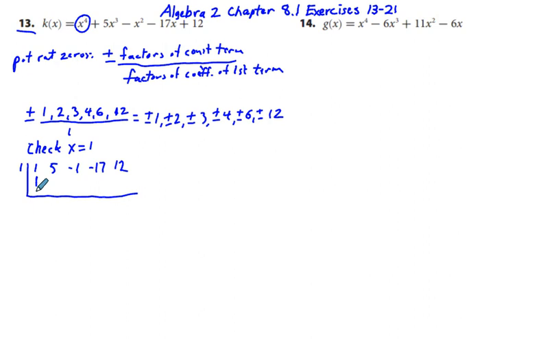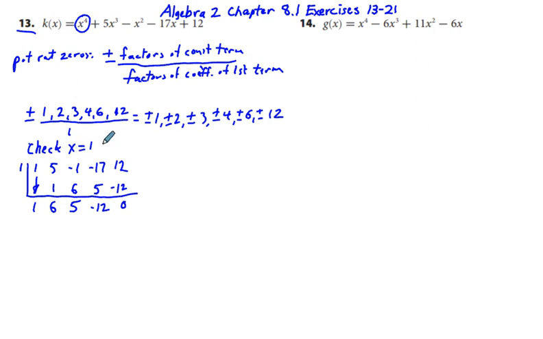We're going to bring down the 1. And so we're going to have 1x cubed. 1 times 1 is 1. 5 plus 1 is 6. 1 times 6 is 6. Negative 1 plus 6 is 5. 1 times 5 is 5. Negative 17 plus 5 is negative 12. Negative 12 times 1 is negative 12. And so we have 0.